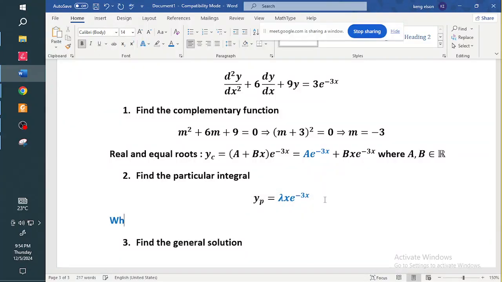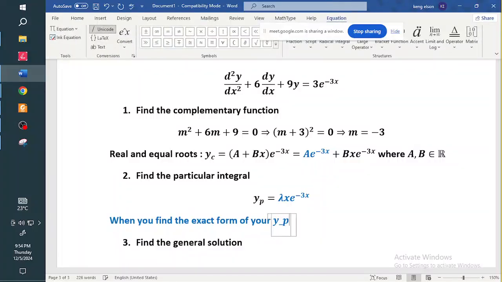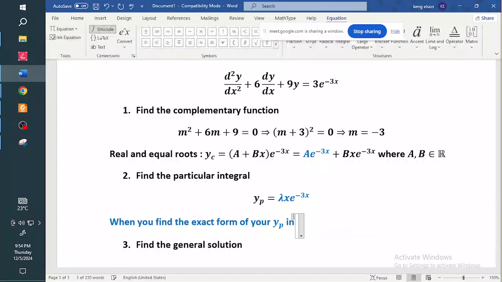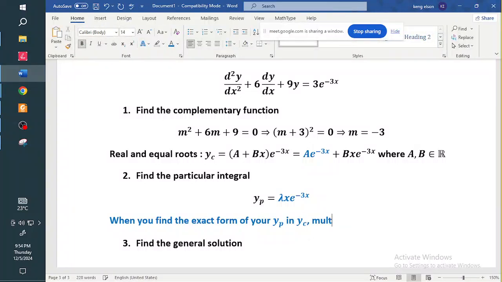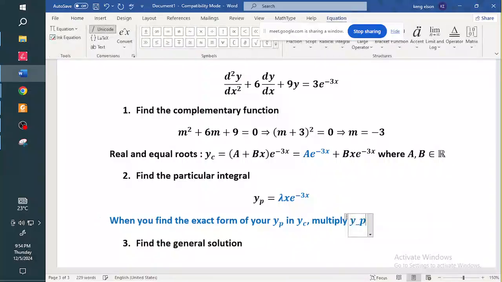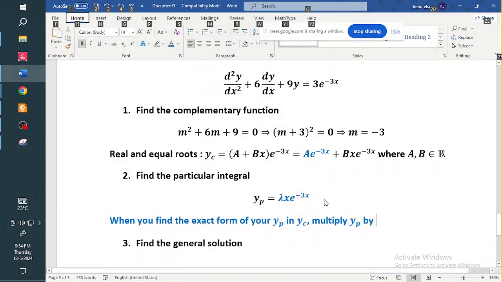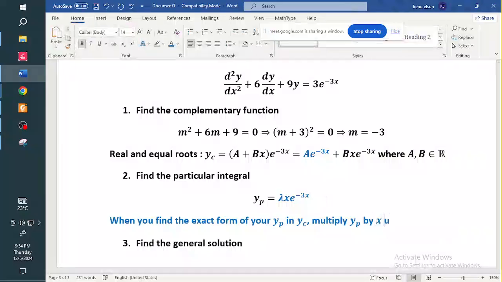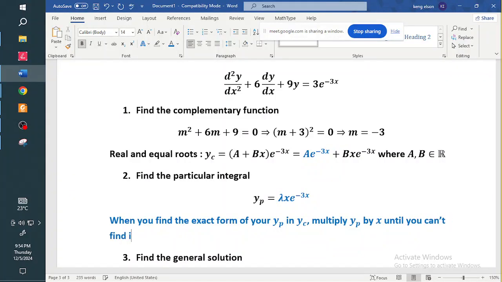So let me write it down. When you find the exact form of your yp in yc, multiply yp by x until you can't find it there again.